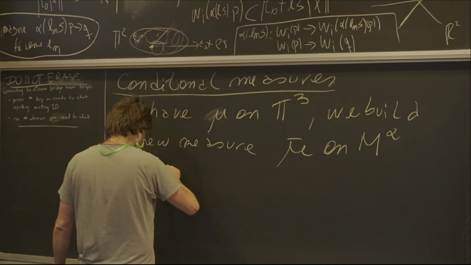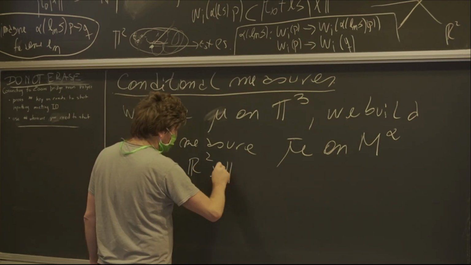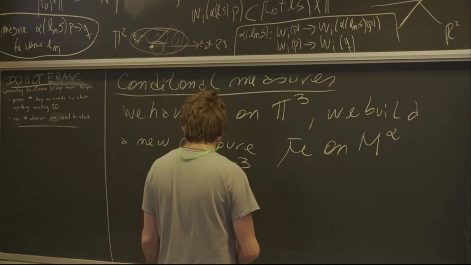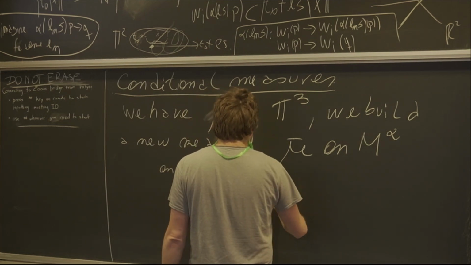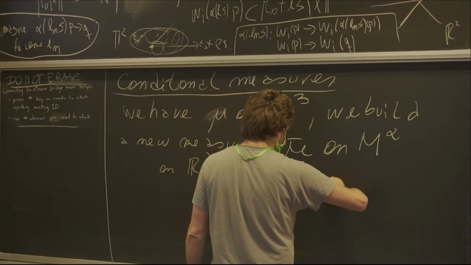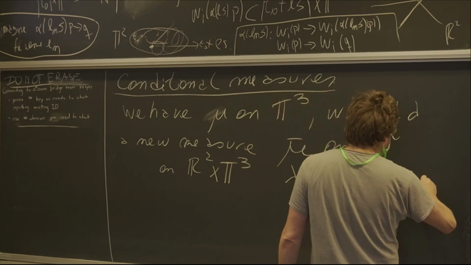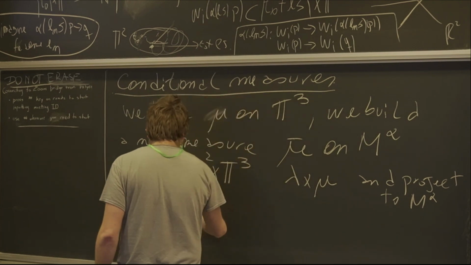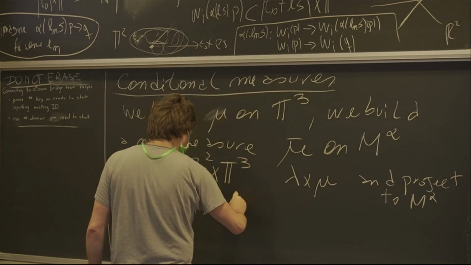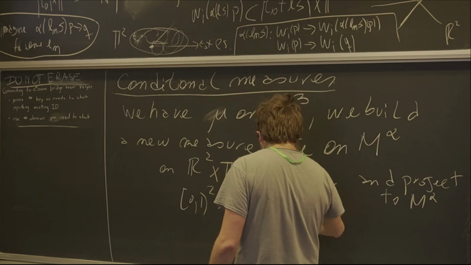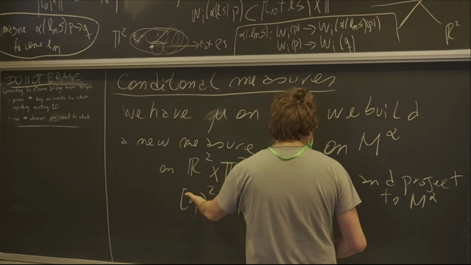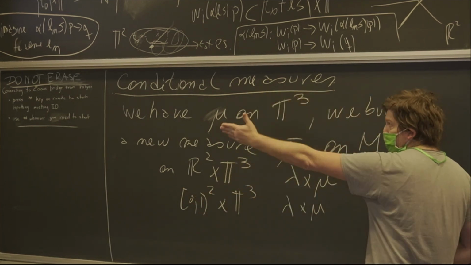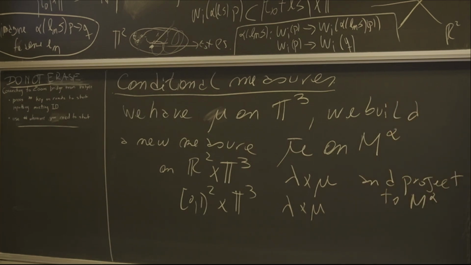Let me just do it briefly. I will not go through details here. So on R2 times T3, we put lambda times mu and project to M alpha. Or if you really want the details, we take lambda times mu on this fundamental domain, then this is a bijection with M alpha, and then you put this measure on M alpha. And this is a probability measure there.